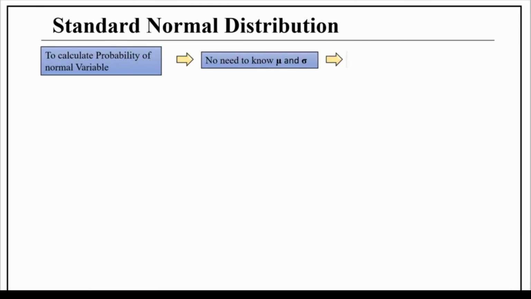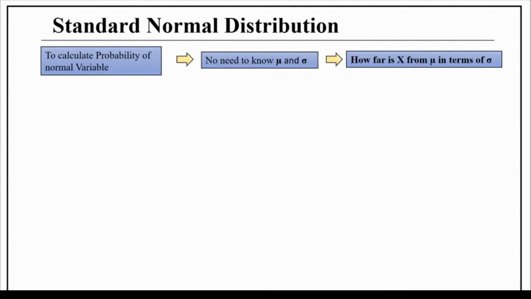Hello friends, welcome again. The topic which we will cover in this session is standard normal distribution. In the last topic, we learned how to calculate the probability of a random variable using mean and standard deviation. But if I say that there is no need to know the mean and standard deviation, the only thing we need to know is how far x, that is the random variable, is from the mean in terms of standard deviation.